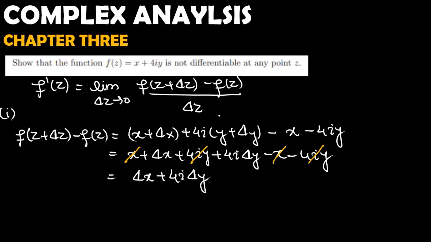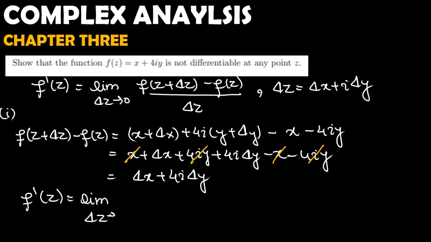Remember that in this question, our delta z is equal to delta x + i delta y. So now we are plugging these values into our formula. We get f'(z) equal to the limit as delta z approaches 0 of (delta x + 4i delta y), and in place of delta z, we will write delta x + i delta y.